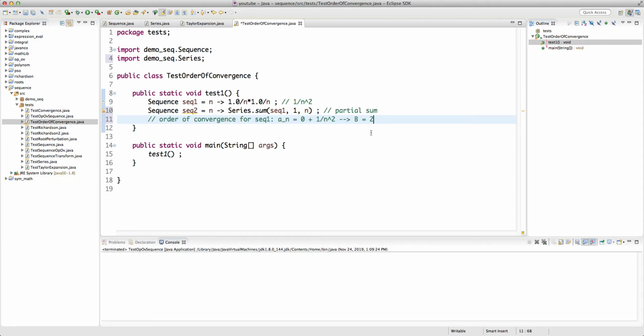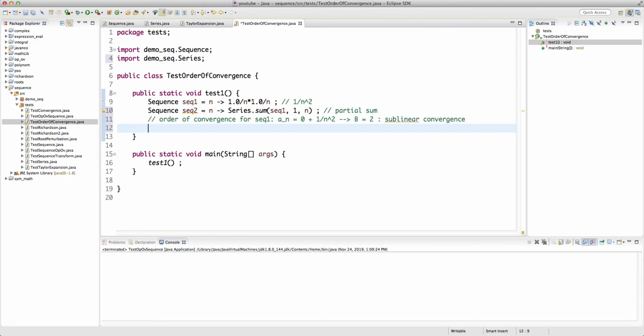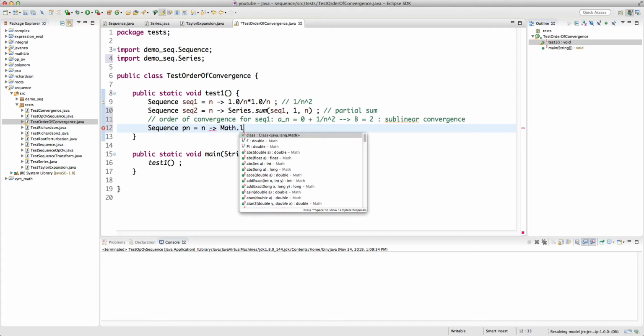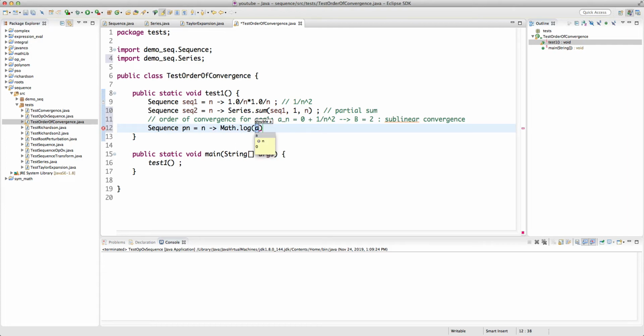So it's a sublinear convergence. Let's try to find the order of convergence. In order to find it, I'm going to create a new sequence, let's say Pn, where n goes to infinity. What we are going to do is math.log of sec1.diff, and we're going to shift it by 1.